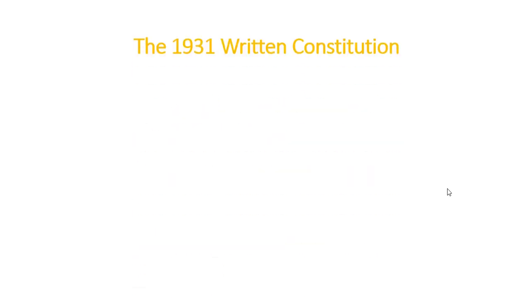The 1931 written constitution of Ethiopia. In the literature of the Ethiopian legal system, the 1931 constitution has been given wider attention. There are many reasons for this, but the most important feature of the 1931 constitution of Ethiopia is that it is the first written modern constitution, right? It furnished the formal base for the government and consolidation of the imperial power.